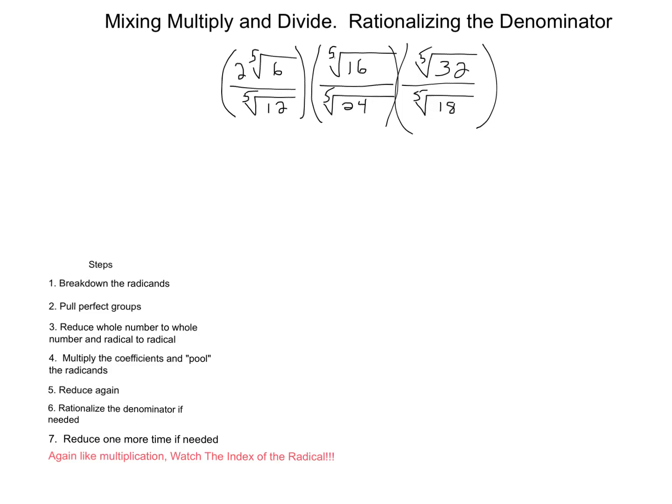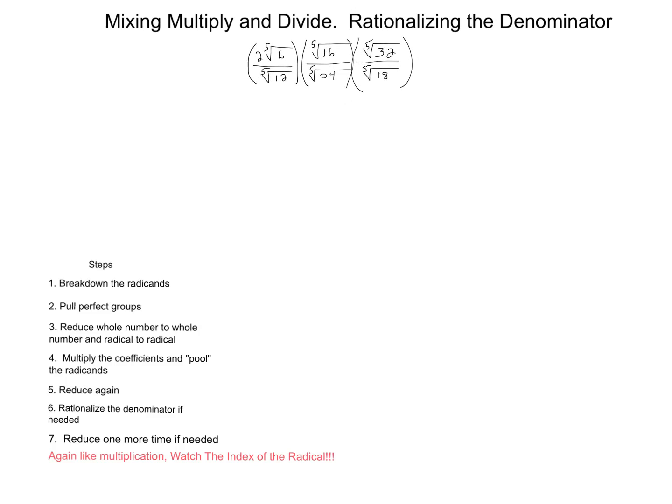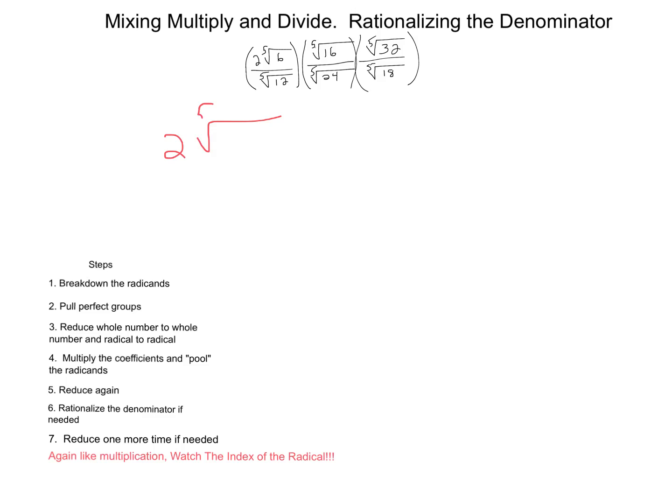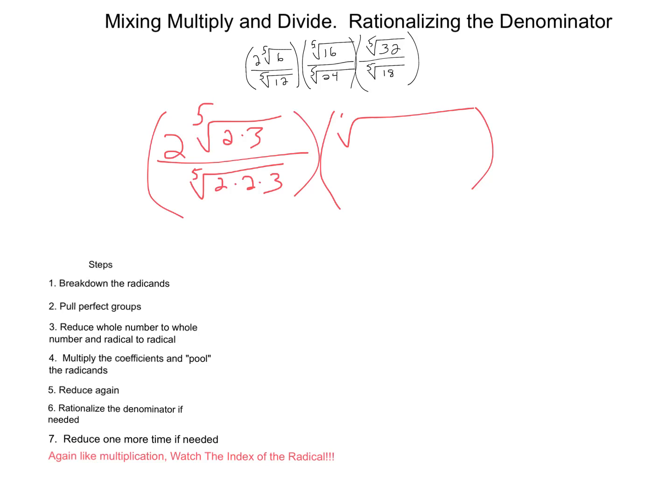Alright, here we go. Let's start. Here, we'll shrink this so we get plenty of room. Alright, here we go. 2 fifth root of 6, 2 times 3. Over, now 12, fifth root. It's going to be 2 times 2 times 3. Fifth root, now 16 is 8 and 2. So that's 2 times 2 times 2, that's 8. Give me one more 2 is 16. 24 is 8 and 3, so 2 times 2 times 2 times 3.